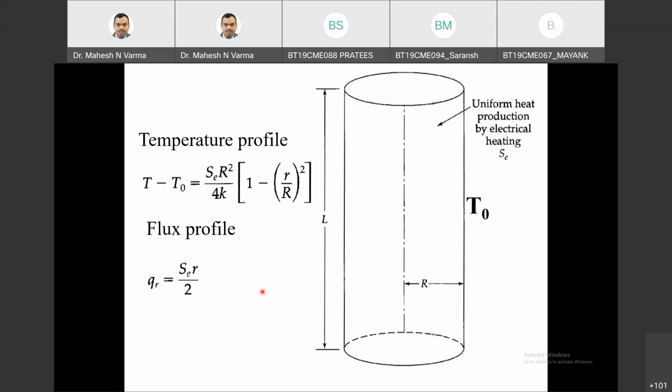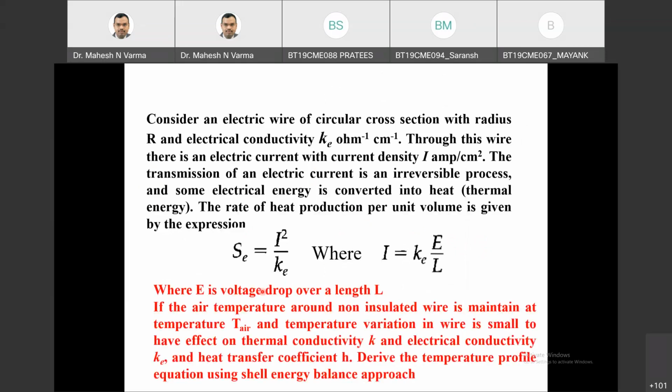In extension of the same problem, we will extend the analysis. Here again everything is the same. Consider an electrical wire of cross-sectional radius R and electrical conductivity Ke, with current I flowing through the wire. This is the heat production per unit volume, I squared by Ke, where E is the voltage drop over the length.